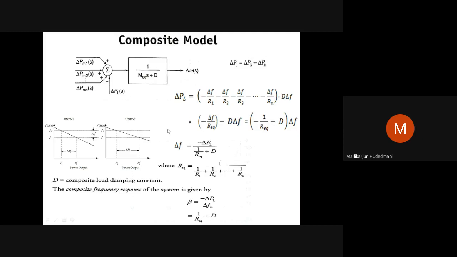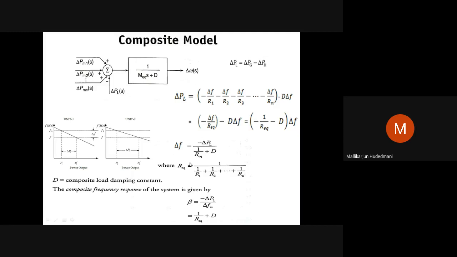This becomes the area response. Now you can see 1 by R equivalent has come here. Earlier in the slide, for a single machine, it was only 1 by R. Now I hope you are very clear. When a single generator is considered, it is delta PL by 1 by R plus D. If a number of generators are considered as a composite model, it is delta PL with minus, divided by, in the place of 1 by R, 1 by R equivalent. R equivalent is 1 by R1 plus 1 by R2 plus 1 by Rn.